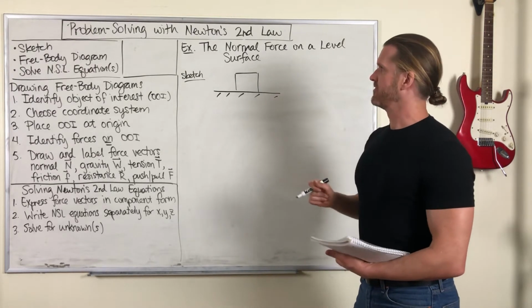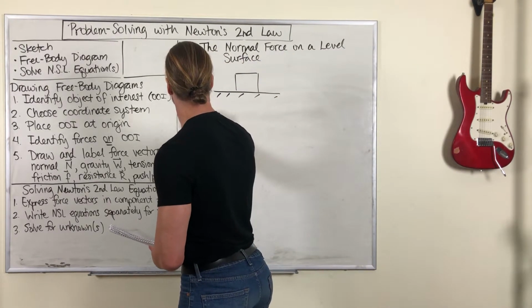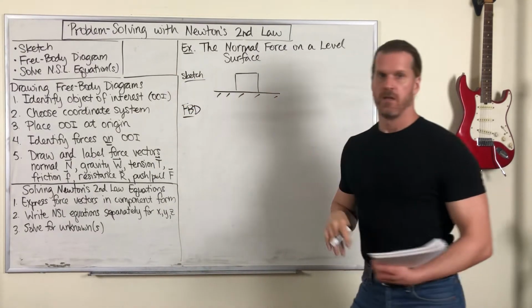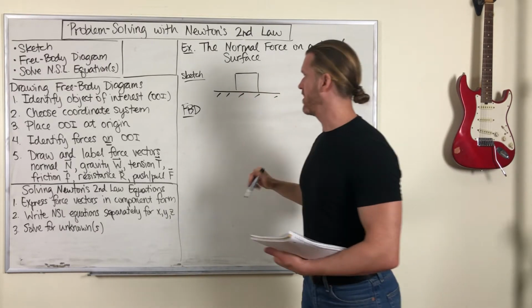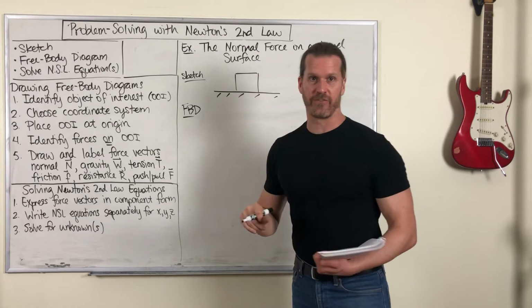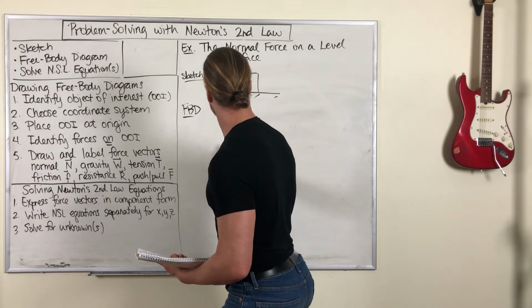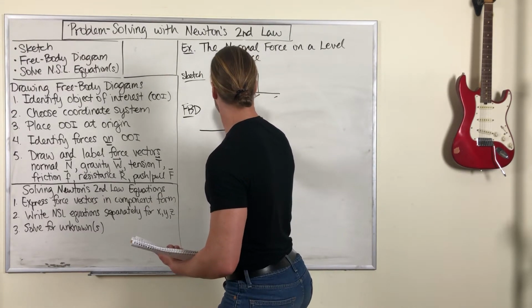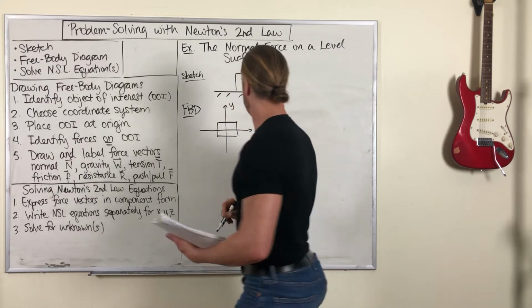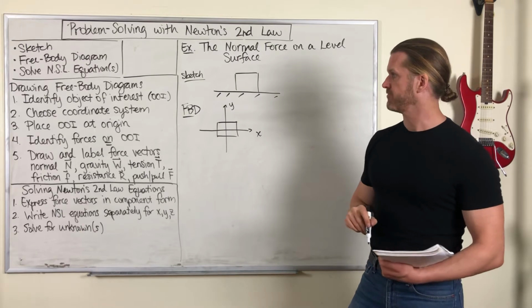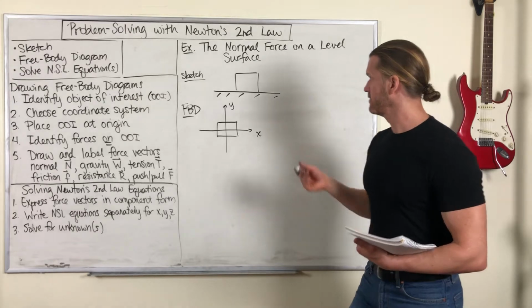Here's our sketch, and now I'm going to draw a free body diagram. My object of interest is the box, not the ground, just the box. And a good coordinate system would be x horizontal, y vertical. So I'll place my object of interest at the origin of that coordinate system. Now I want to think about the forces acting on this box.